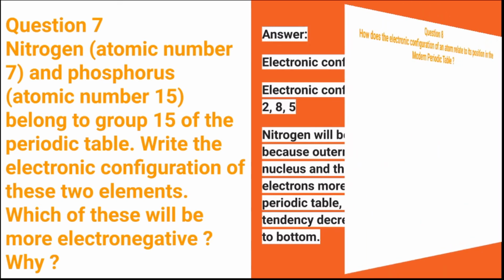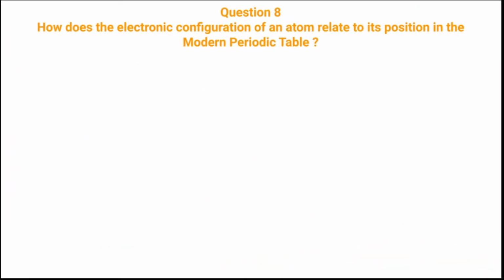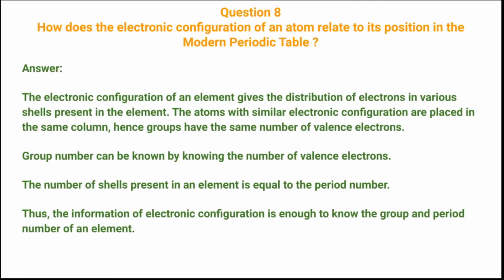Next we have question number 8. How does the electronic configuration of an atom relate to its position in the modern periodic table? Answer is, the electronic configuration of an element gives the distribution of electrons in various shells present in the element.